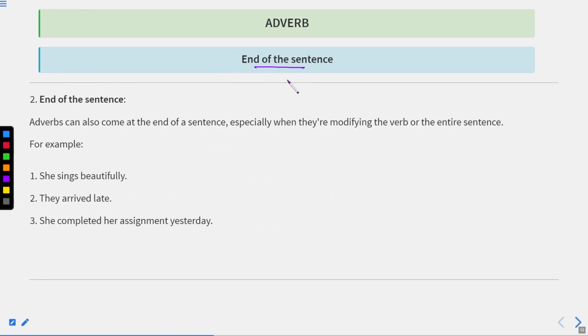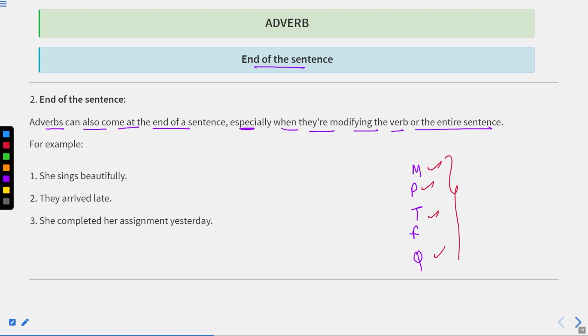End of the sentence. Now if I want to locate an adverb at the end of the sentence, how does it happen? Adverbs can also come at the end of a sentence, especially when they are modifying the verb or the entire sentence. Now, there are many types of adverbs. For example, if we have five types of adverb, that is manner, place, time, frequency, and quantity, out of these, manner, place, time, and quantity, except frequency, can come at the end of the sentence.